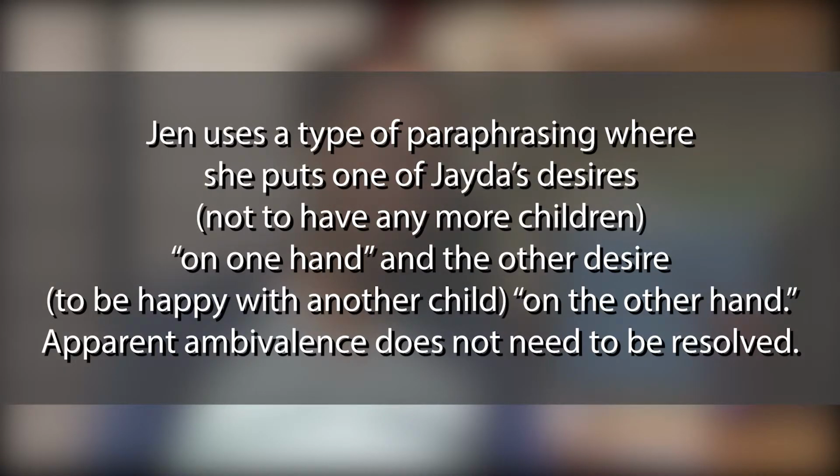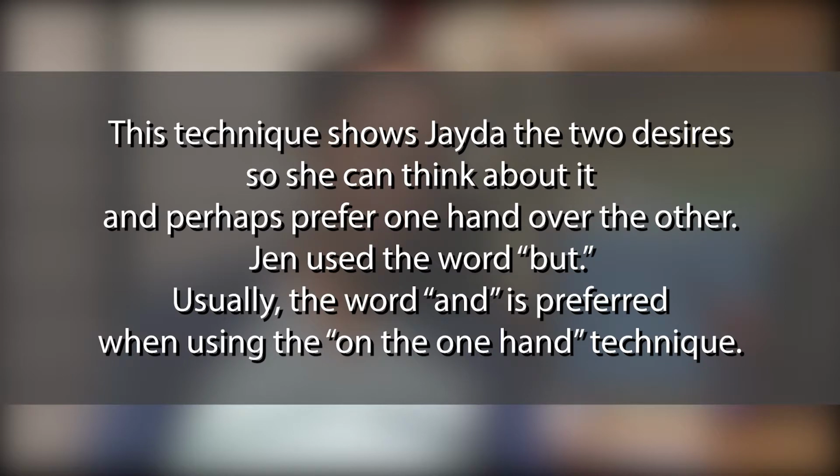Just another baby. Jen uses a type of paraphrasing where she puts one of Jayda's desires, not to have any more children, on one hand, and the other desire, to be happy with another child, on the other hand. Apparent ambivalence does not need to be resolved. This technique shows Jayda the two desires so she can think about it and perhaps prefer one hand over the other. Jen uses the word but. Usually the word and is preferred when using the on the one hand technique.